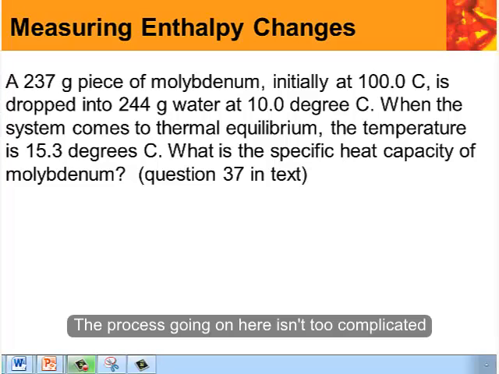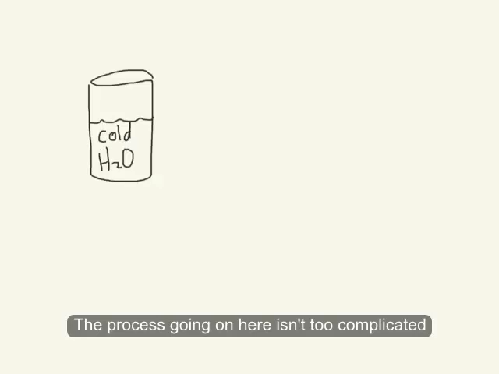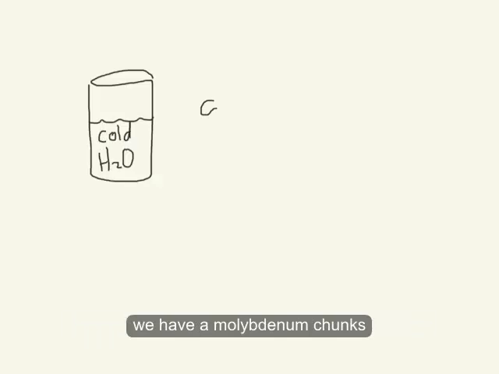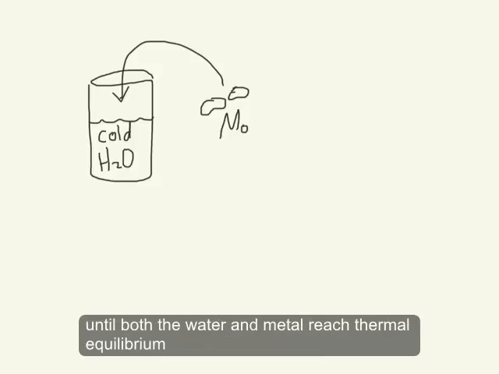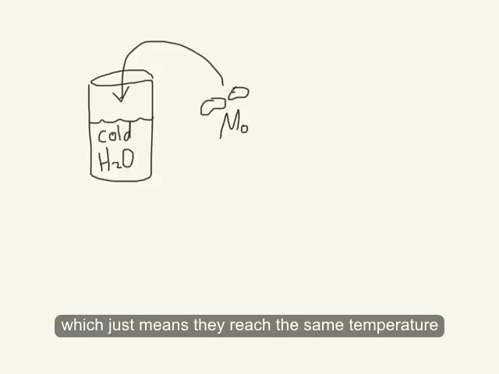The process going on here isn't too complicated. We have molybdenum chunks holding a lot of energy. They're hot. Hot metal goes in cold water. Energy is transferred from the hot metal to the cold water until both the water and metal reach thermal equilibrium, which just means they reach the same temperature.